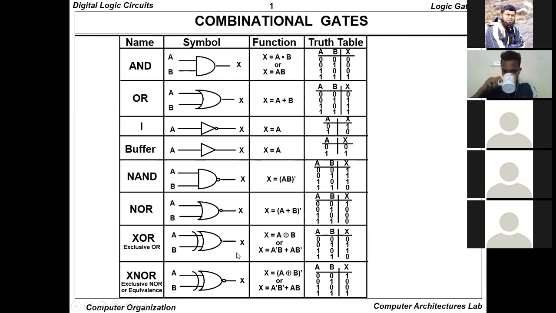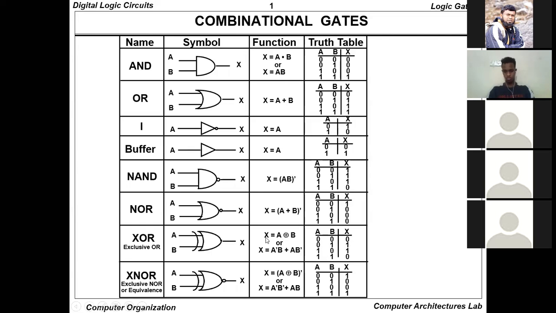Exclusive OR gate is very simple. It is an odd number of inputs high. If there are two inputs, one input high gives high. One input high, so high. Two inputs high, so low. Both low, then low. Odd number of inputs high, then high.